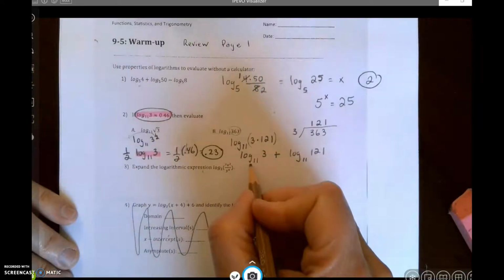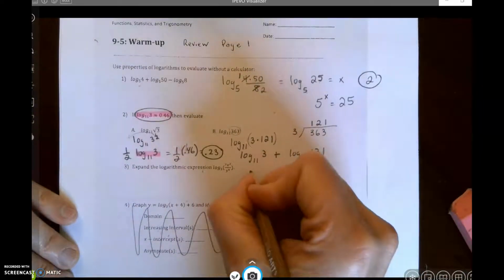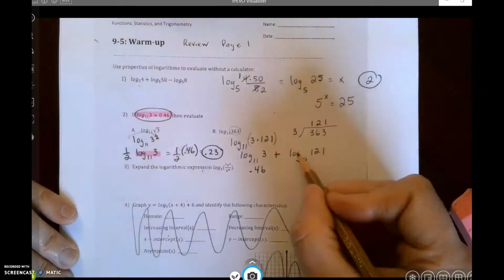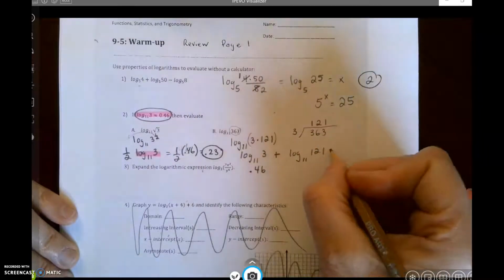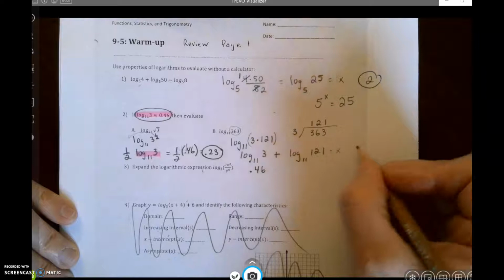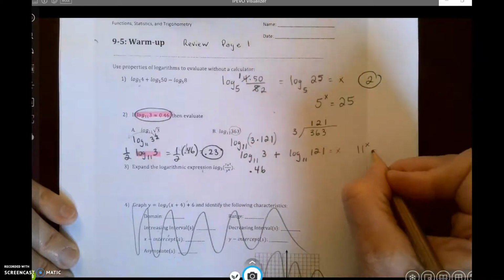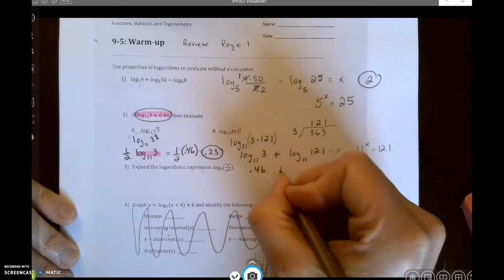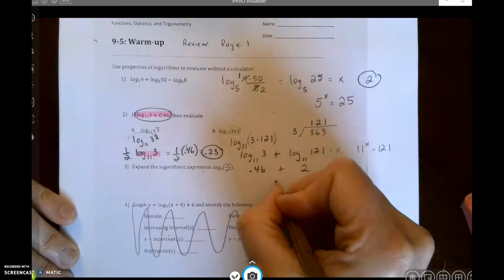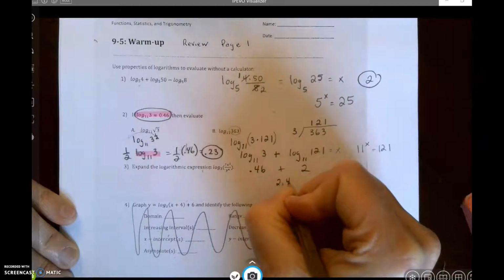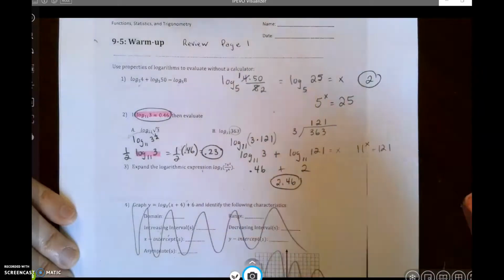Well, I know what log base 11 of 3 is. It's 0.46. I also know what log base 11 of 121 is, because this is asking me 11 to what power is 121? It's 11 squared. So plus 2. So my final answer is 2.46. And I didn't need a calculator.